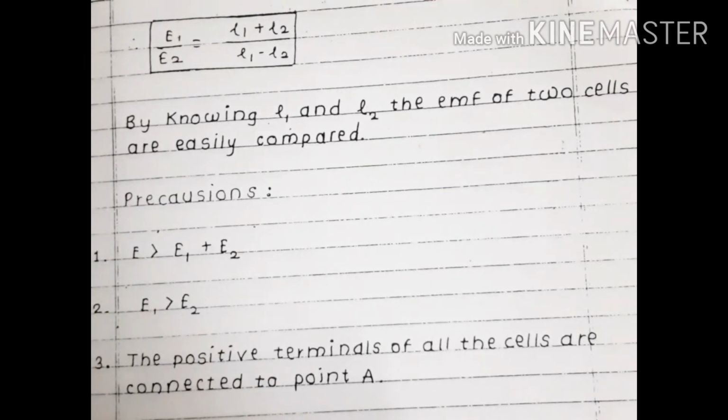While performing this experiment, some precautions must be taken by us. The first precaution is that the EMF of the driver cell, capital E, must be greater than E1 plus E2. The second precaution is that the EMF of the first cell must be greater than the EMF of the second cell. And the last precaution: the positive terminals of all cells are connected to point A.